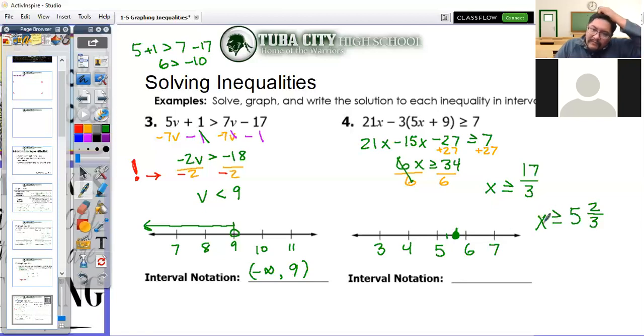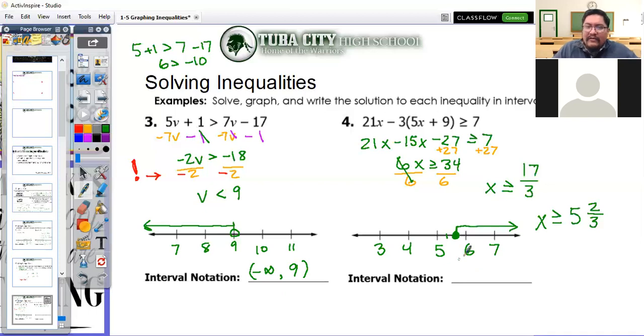It says a number x that is greater than 5 2/3. So if I told you to pick a number greater than 5 2/3, you'd probably pick something like 6 or 7. And you can check it too. Let's check it to make sure it works out. So if I plug 6 in here, it should work out. Yeah, it should work out. Okay, I'm pretty sure of it. Let's go ahead and put it in interval notation now.